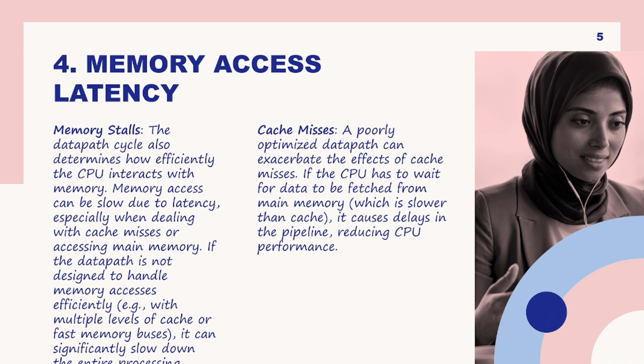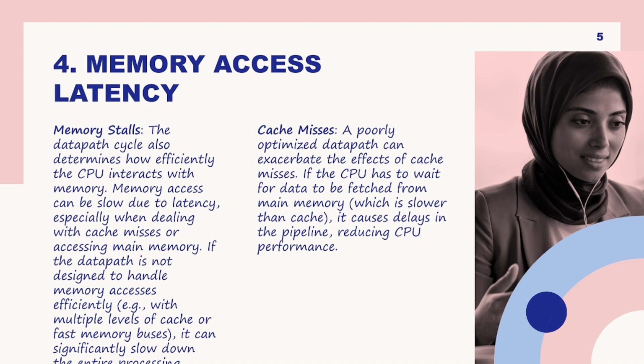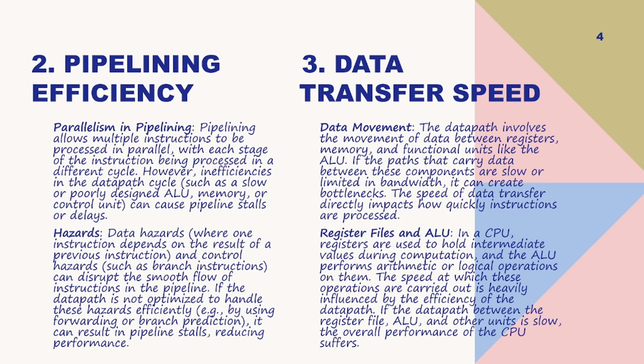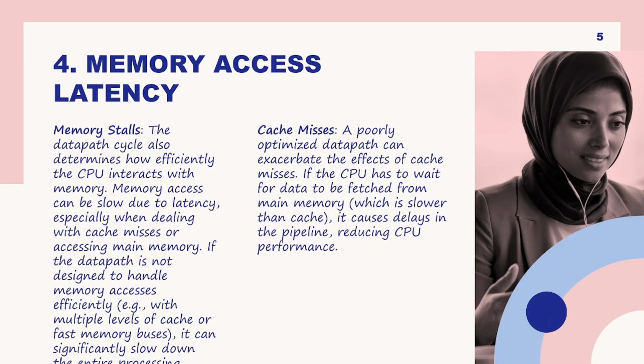So basically, what we've learned so far is that if there is any problem in any of these processes, that's the pipelining, data transfer speed, all these processes, it can literally affect the whole CPU. So yes, that's basically it.